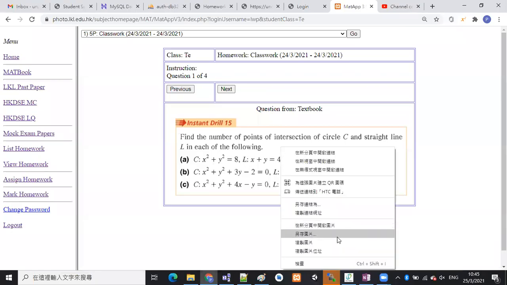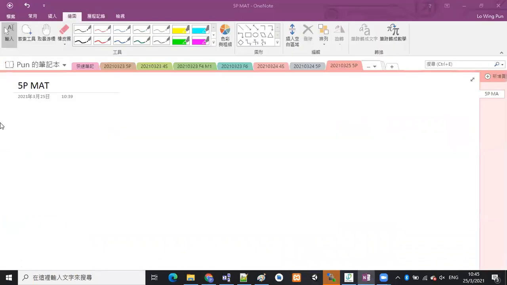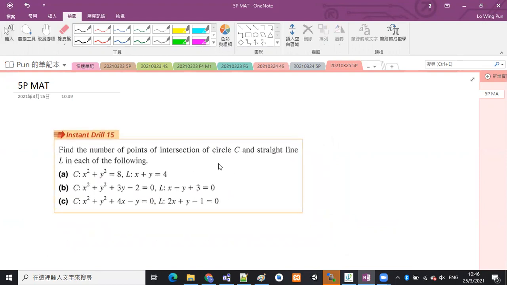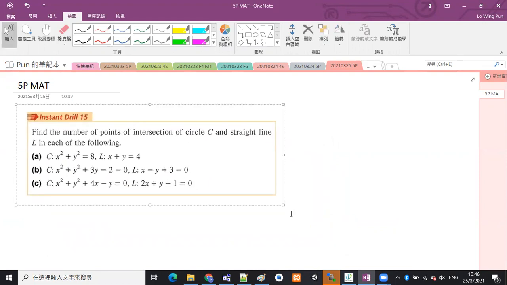So let's come back to the instant drill number 15. We just want to find the number of intersection points, in part C. When we see the words intersection points between two things, we know how to start. We always start with equation 1, equation 2. So in part C, we will start with this.